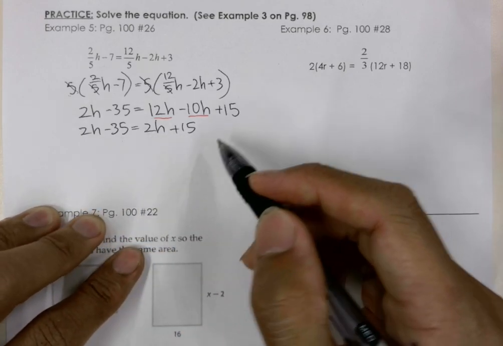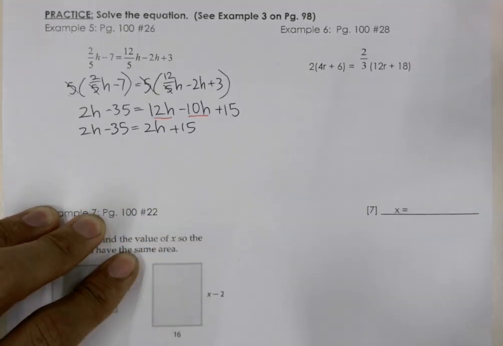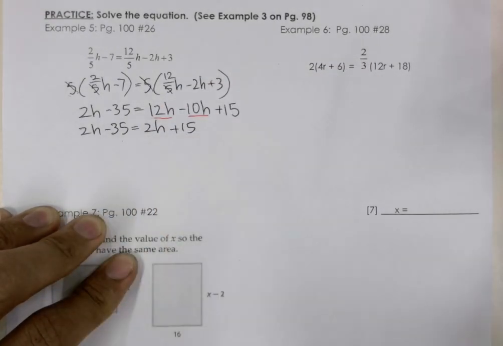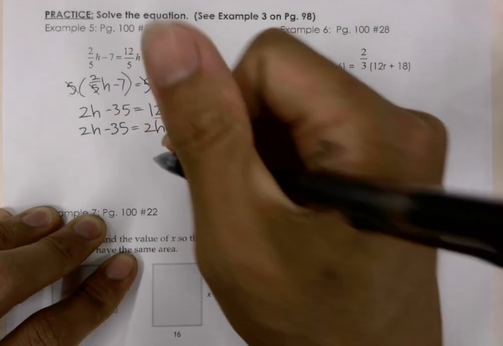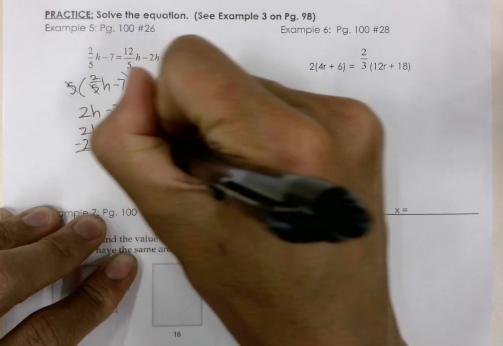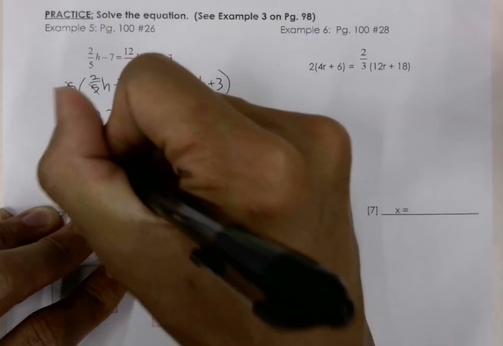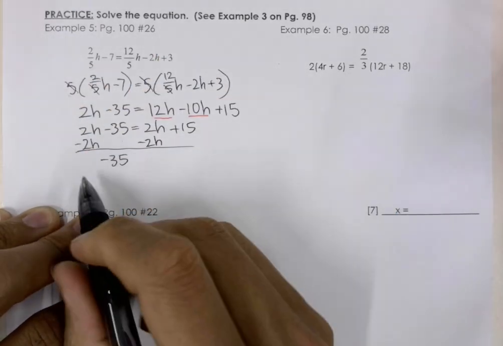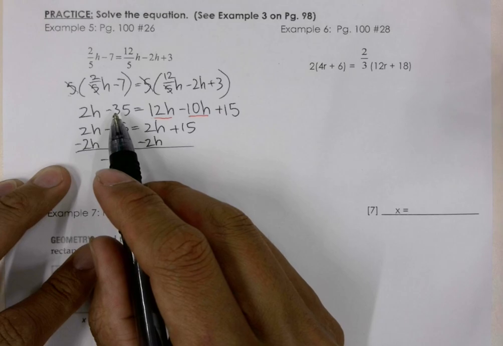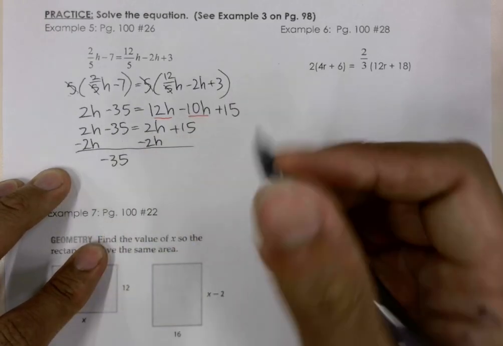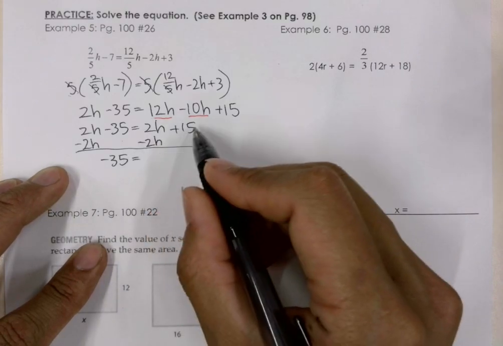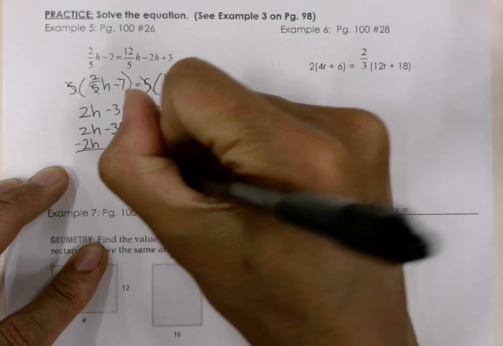Alright, so now that we're here, we want to get the terms with the variables on the one side of the equal sign. So this 2h needs to move to the left side. And we can do that by subtracting 2h from both sides of the equal sign. That's going to leave us with negative 35, because 2h minus 2h is 0. Negative 35 is going to come and drop down, is equal to 2h minus 2h is 0. So our 15 is going to drop down.